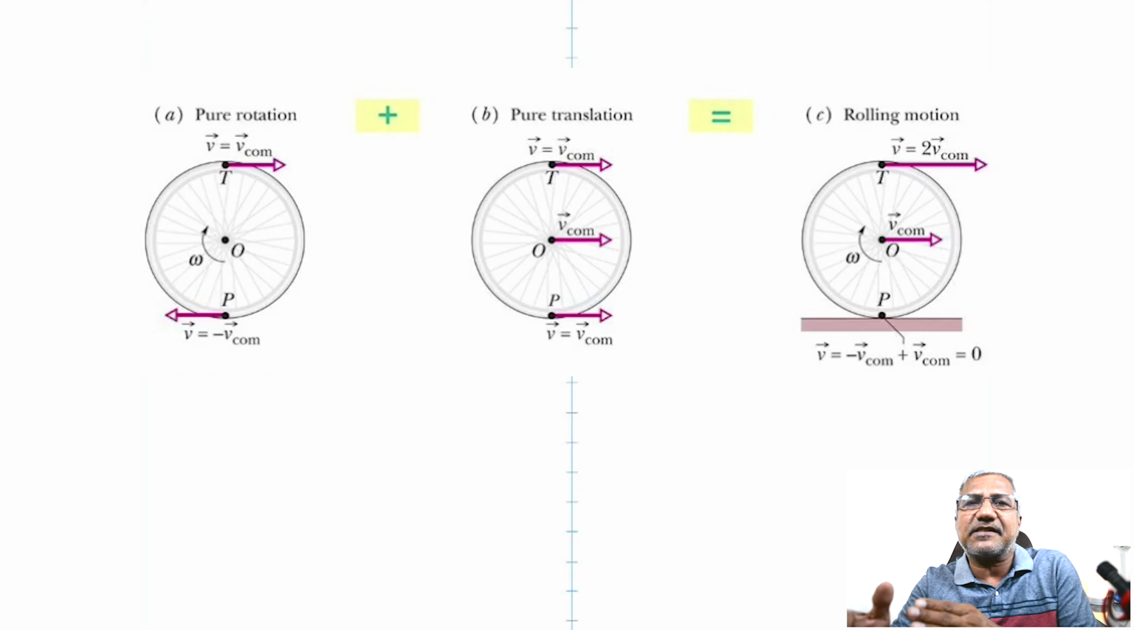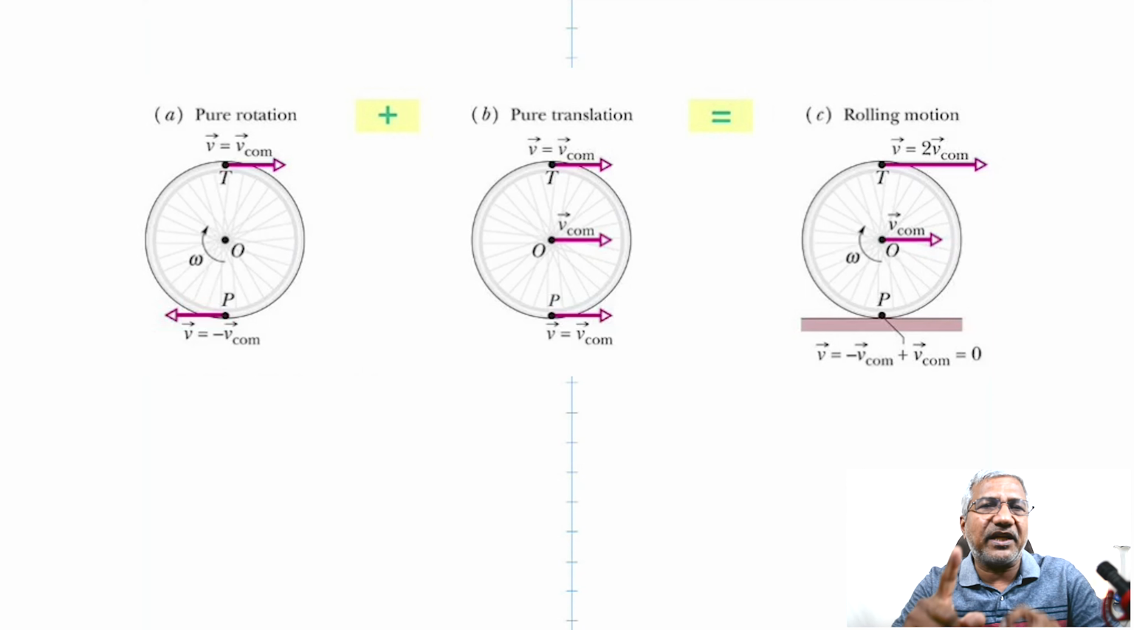Now, the third instance is where you're looking at both of these motions combined together. So now you have the tire rolling, and it's rolling. So that means it's rotating and the center is moving in a straight line. So that's when somebody is riding a bicycle, that's the normal motion of the tires.